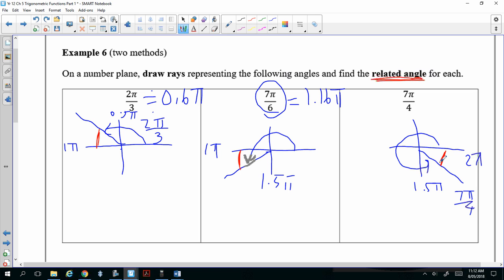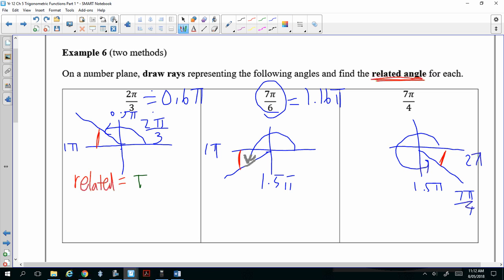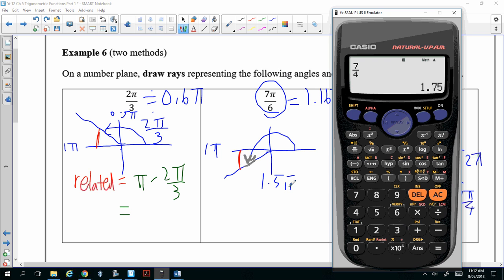Now, do you do that on a calculator? No, you don't, because it gives you a decimal. So just do 1 minus 2/3, or if you can do it in your head, you know it's going to be 1/3. So it's going to be pi over 3. That's your related angle: pi over 3.